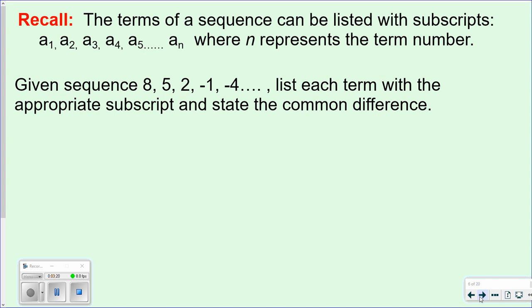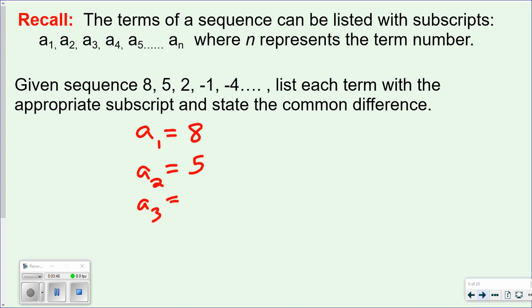So recall, the terms of a sequence can be listed with subscripts, A sub 1, A sub 2, etc., where n represents the term number. So given our sequence 8, 5, 2, -1, -4, list each term with the appropriate subscript and state the common difference. So A sub 1, my first term, is 8. A sub 2 is 5.